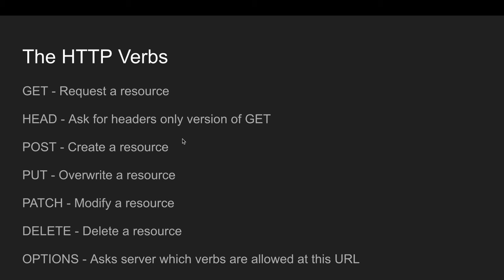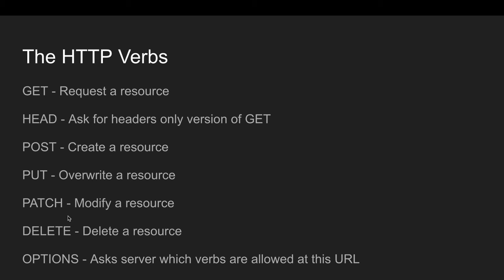And some of the verbs that we have available for browsers are get, to request a resource, head, which asks for the headers only version of get, post, which creates a resource, put, which overwrites a resource, patch, which modifies a resource, delete, which deletes a resource, and options, which gives you a list of options for the URL that you're trying to look at. So it'll tell you exactly what verbs this URL has, depending on what URL you're using. Most of the time you're going to be using get, post, put, patch, and delete. You're not going to be using head and options that much, and maybe you use put and patch.